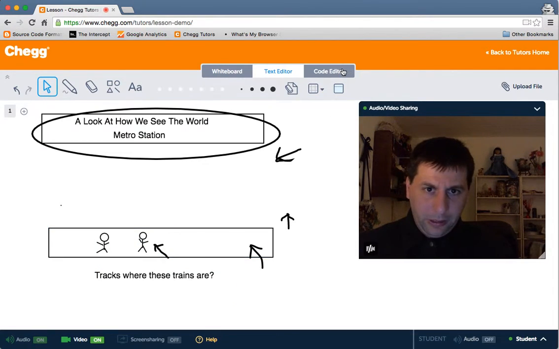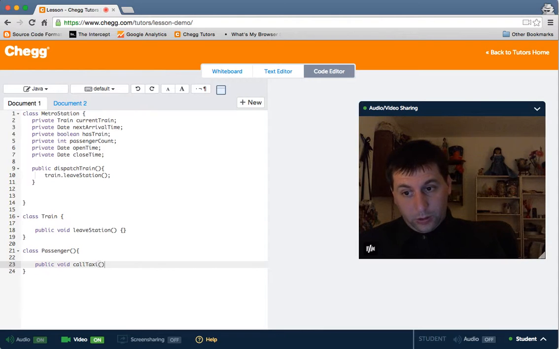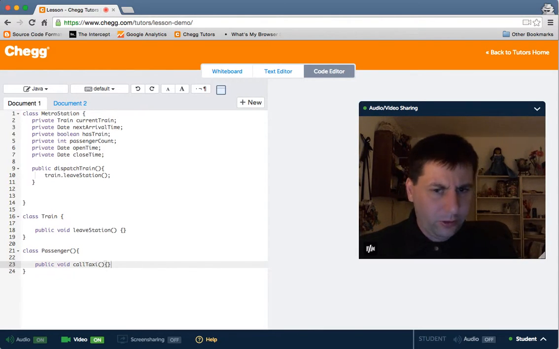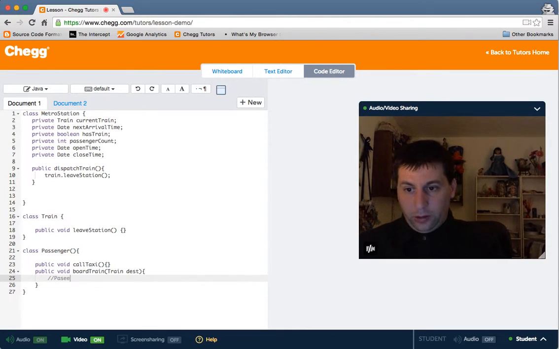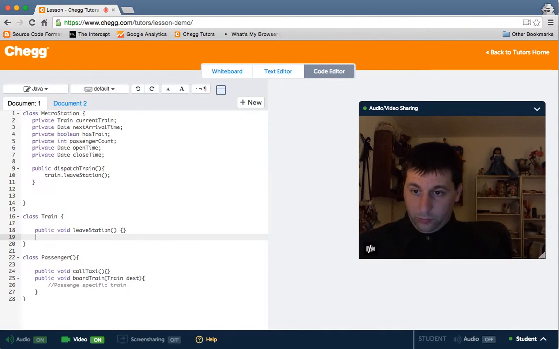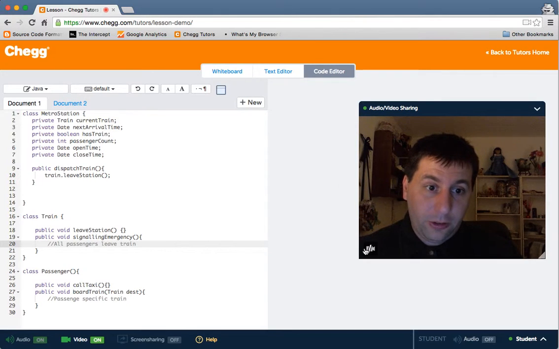Like, for example, we have these passengers. Well, if no train's coming anytime soon, our passengers might want to call a taxi. So, class Passenger, and this is a behavior, callTaxi. He's calling a taxi because he can't get a train right now. But what if the train is in the station? Maybe the passenger wants to board the train. And this is an example of the passenger interacting with the train because he's getting on board a specific train. Likewise, the train might want to tell all passengers to leave by signaling an emergency. So this is an example of an interaction between the passengers and the train.